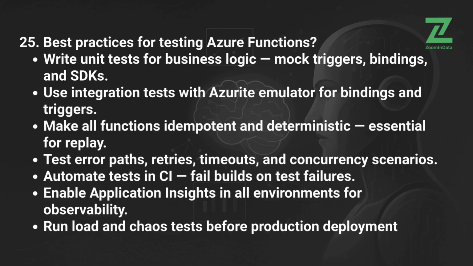Best practices for testing Azure Functions. Write unit tests for business logic, mock triggers, bindings, and SDKs. Use integration tests with Azure emulator for bindings and triggers. Make all functions idempotent and deterministic, essential for replay. Test error paths, retries, timeouts, and concurrency scenarios. Automate tests in CI, fail builds on test failures. Enable Application Insights in all environments for observability. Run load and chaos tests before production deployment.